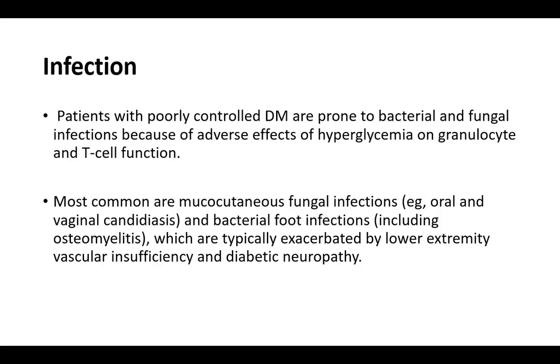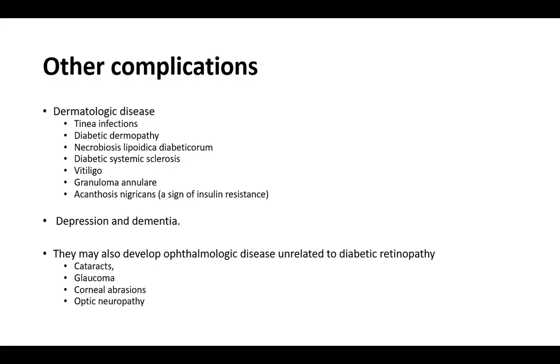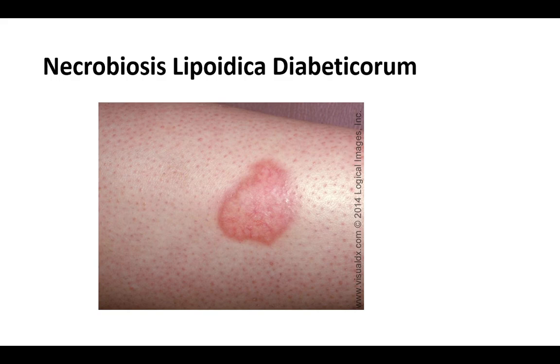Infection in poorly controlled diabetes is also because of the poor immune system: we call them lazy, dehydrated, glycopenic white blood cells. They cannot fight infections. Other complications can be dermatological diseases, depression, dementia. In the eye, not only retinopathy, you can have cataracts, glaucoma, optic neuropathy. And can somebody read this?